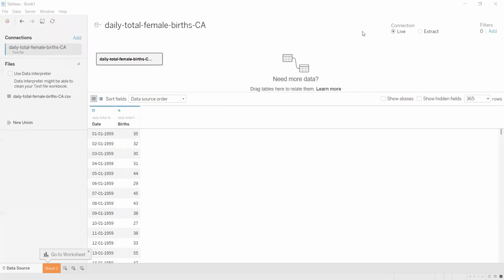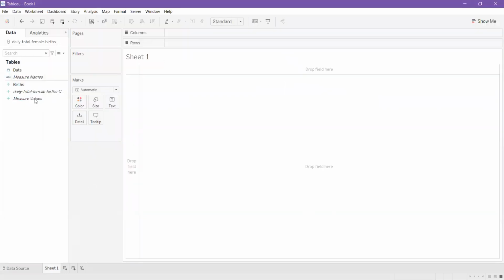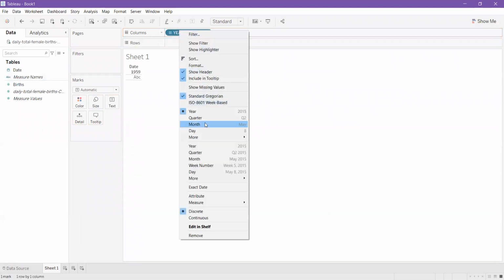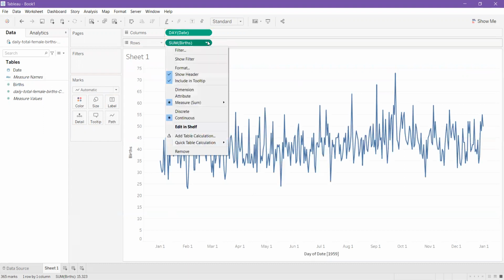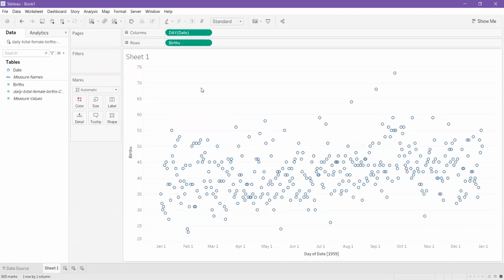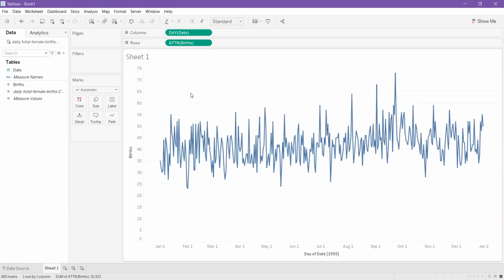So let's do that. Give me 1 minute. I'll take this data and go to my worksheet where I'm going to create the things. I'm just going to take the date to the column shelf. I'm going to change this to day granularity. I'm going to take births. I'm just going to take this as a dimension. No, not going to be a dimension. Sorry. Yeah. Right. Now this looks like a good chart.